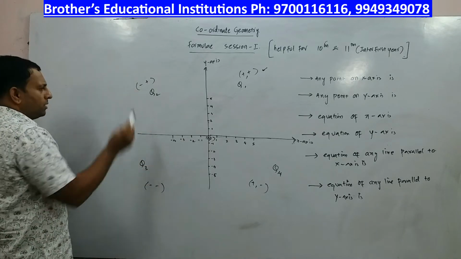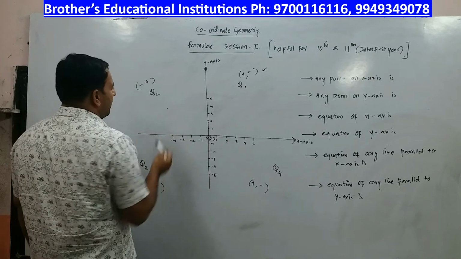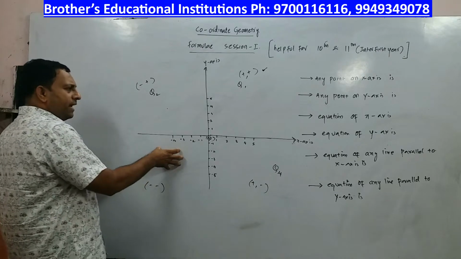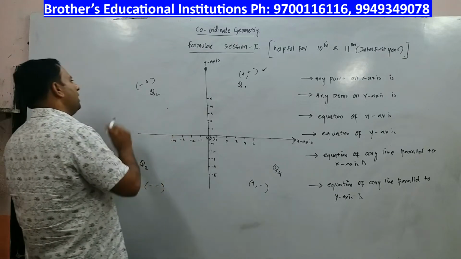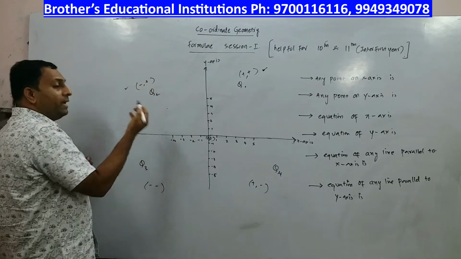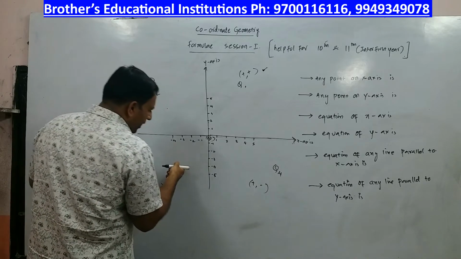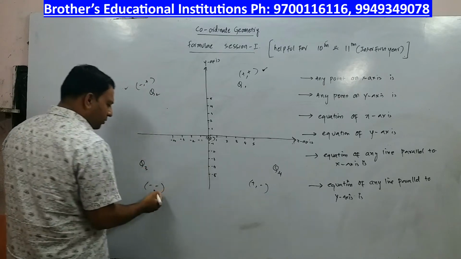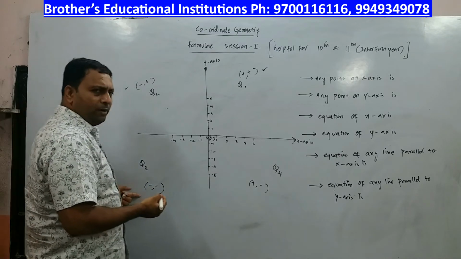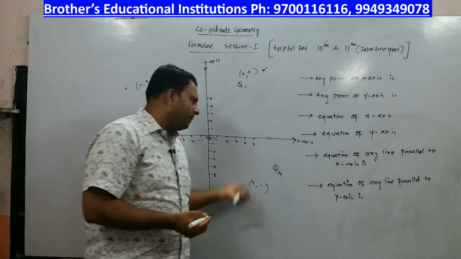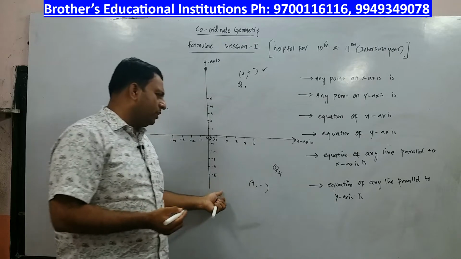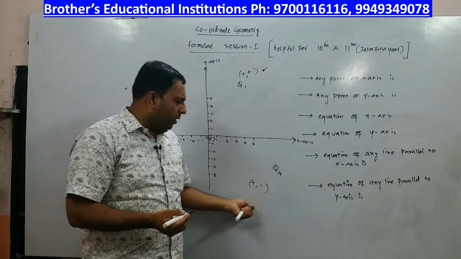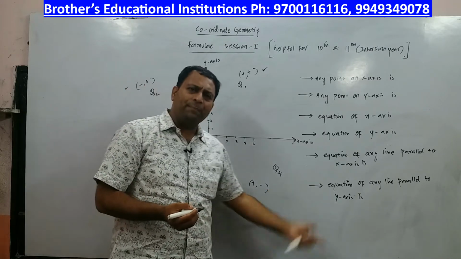Similarly, this is the second quadrant. If I am here, x is negative, y is positive, so any coordinate will be of the form (minus, plus). In the third quadrant, x is negative and y is negative, so any coordinate will be of the form (minus, minus). Similarly, x is positive and y is negative in the fourth quadrant, so a coordinate will be of the form (plus, minus).